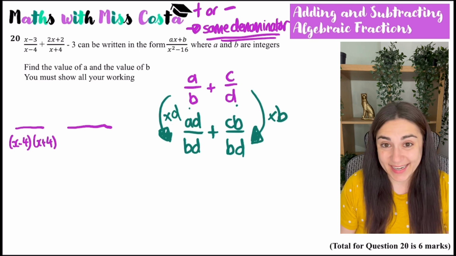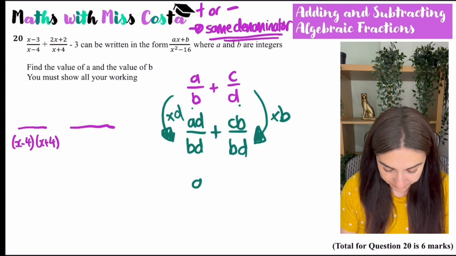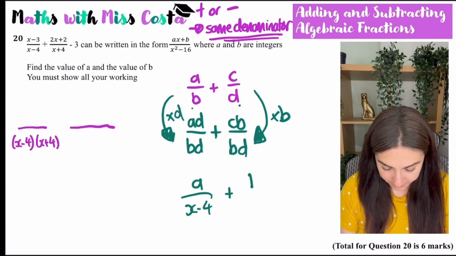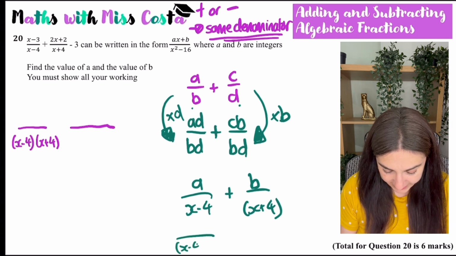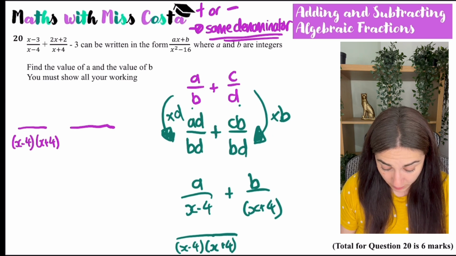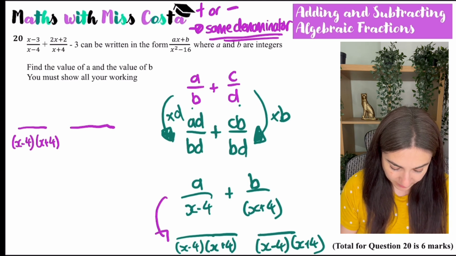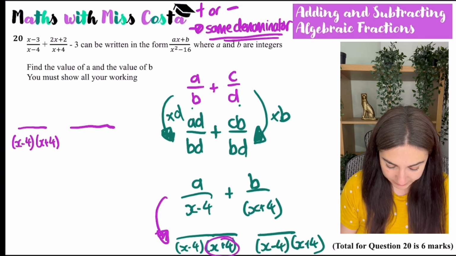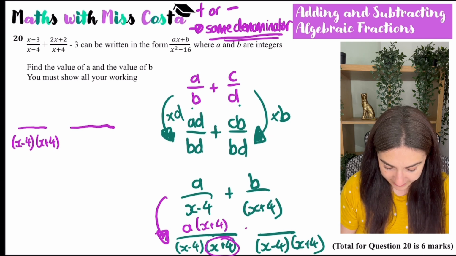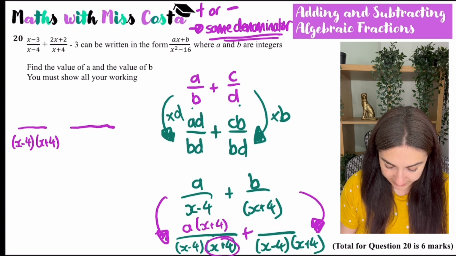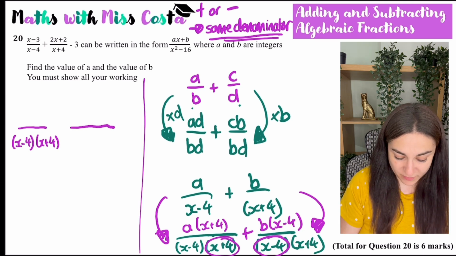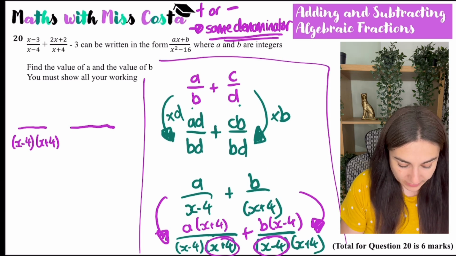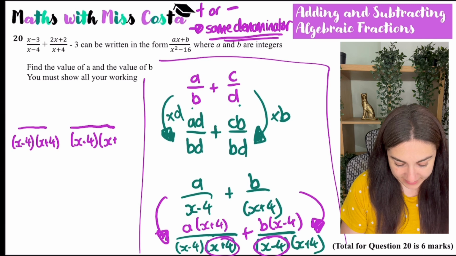So essentially we do exactly the same with algebra. Let's say it was a over x minus 4 plus b over x plus 4. My common denominator is going to have to be the two denominators multiplied together. And then you think to yourself, what have I multiplied this by to get to this denominator? Well, I've multiplied by x plus 4, so I need to do the same to the numerator. Similarly here, what have I multiplied this denominator by? I've multiplied by this, so that would need to be like that. Hopefully that simplifies it a little bit, but that's why this becomes the denominator.